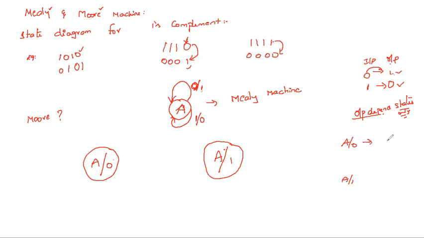What is A by 0? A by 0 means the output is 0, and A by 1 means the output is 1. Now you are in this state. Let us assume this is the initial state. In an FSM, you have to consider the initial state also, one of the important properties. So I am considering this one as the initial state.